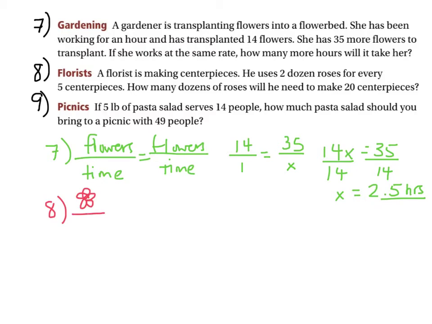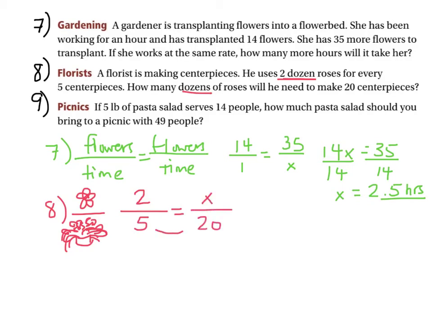Gosh, how am I going to draw that? That's hideous. That's absolutely hideous, but pretend that's a centerpiece. So keep it consistent is what I'm trying to tell you here. All right, since we're counting in the dozens, we're going to use the 2 dozen. So 2 dozen roses. I'm not going to write dozen. I'm just going to keep it 2. Just remember your answer is in the number of dozens, over 5 centerpieces equals, I don't know how many dozens of roses over 20 centerpieces.